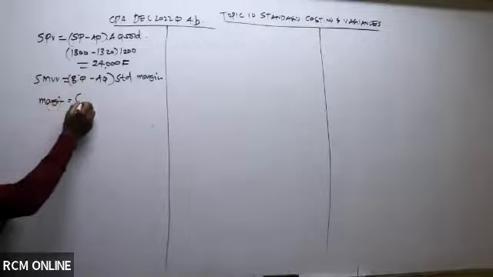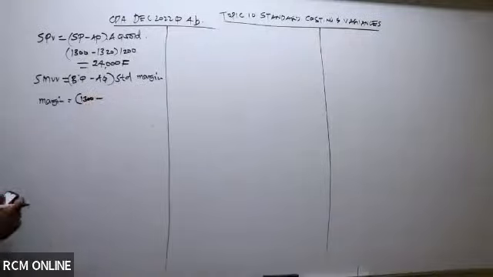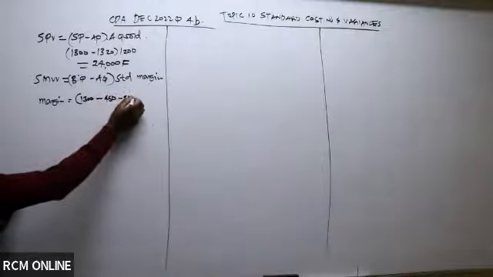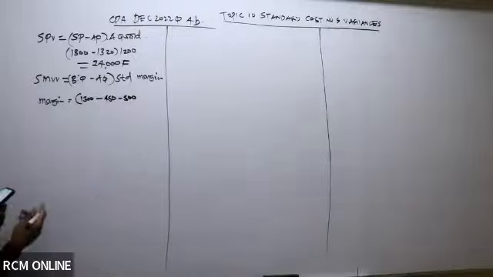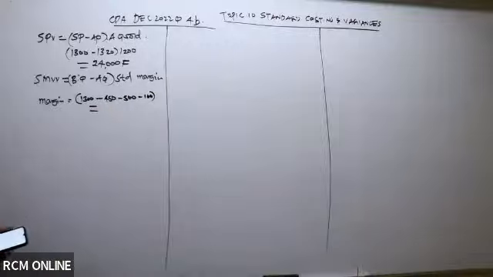So margin is equal to budgeted sales of 1,300 minus budgeted material cost 450 per unit, minus 500 per unit, minus 100, which is variable production. So what are you getting as the margin? 1,300 minus 450 minus 500 minus 100. That is 250.